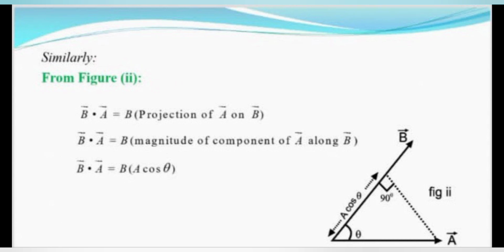Similarly, for the second figure, B vector dot A vector equals B times the projection of A on B. B dot A equals the magnitude of B times the component of A along B. B dot A equals B A cos theta. So similarly, this is the same form as A dot B.